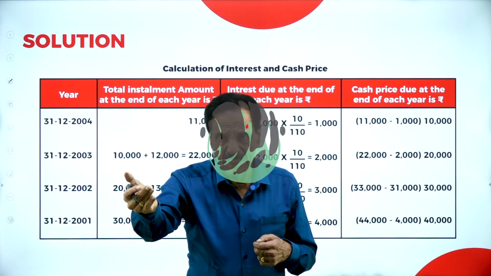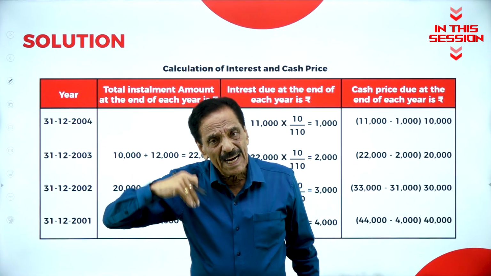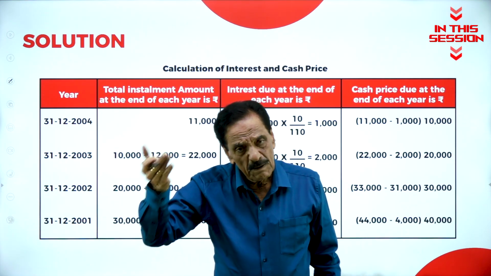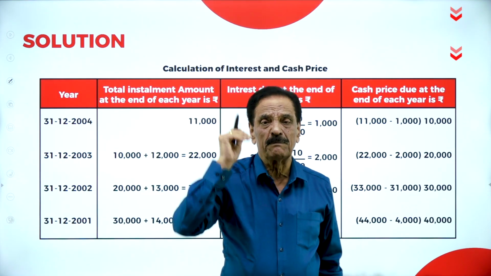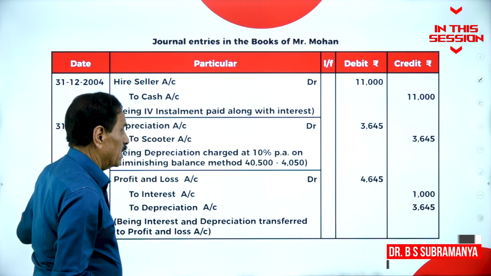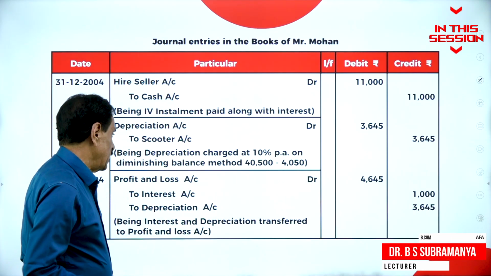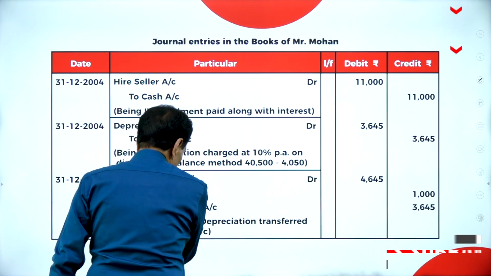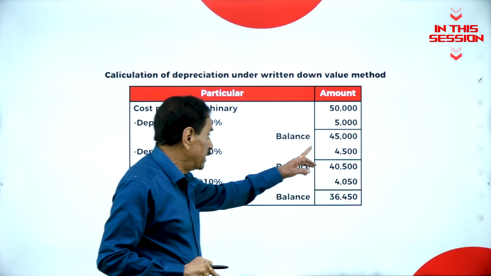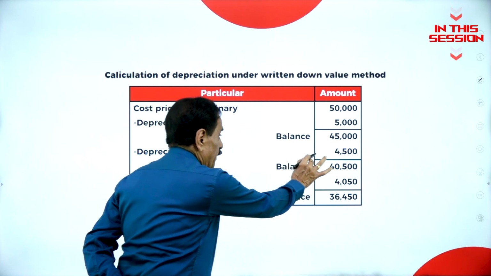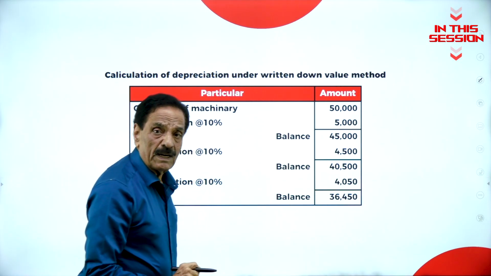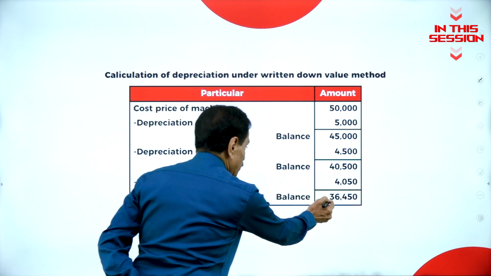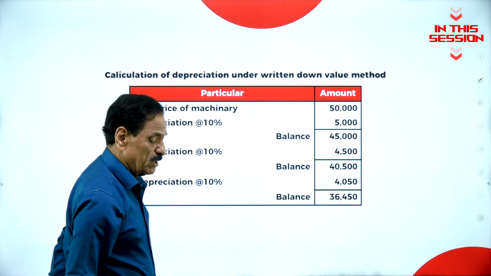Add third year minus interest, add second year minus interest, add first year minus interest plus down payment. Depreciation account debit to scooter account, transfer entry, profit and loss account debit to interest account and depreciation. On 45,000, 10% is 4,500, balance is 40,500. On 40,500, 10% is 4,050, balance is 36,450.